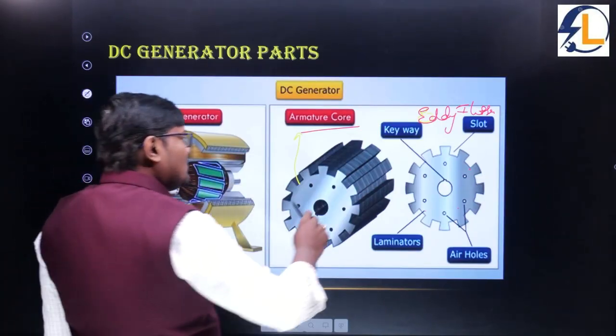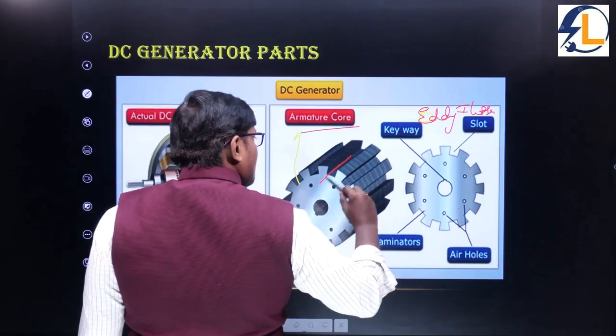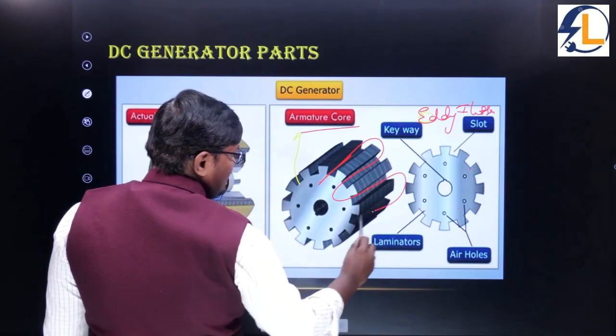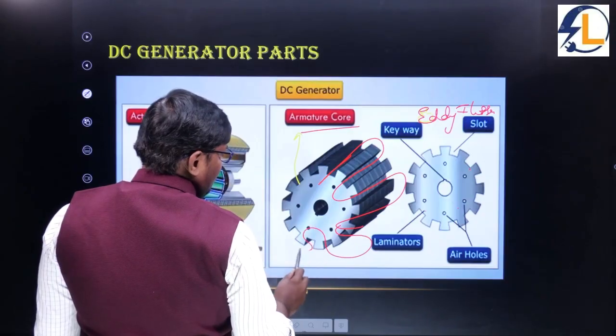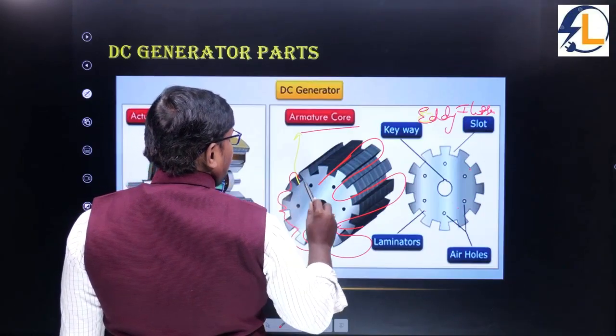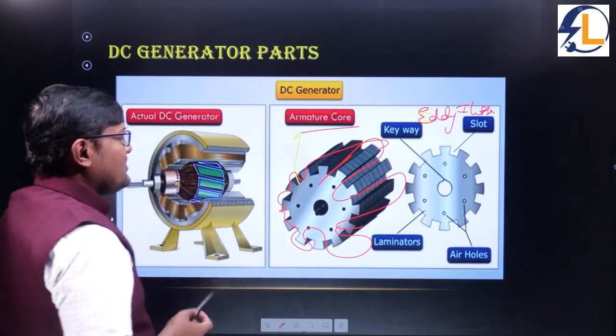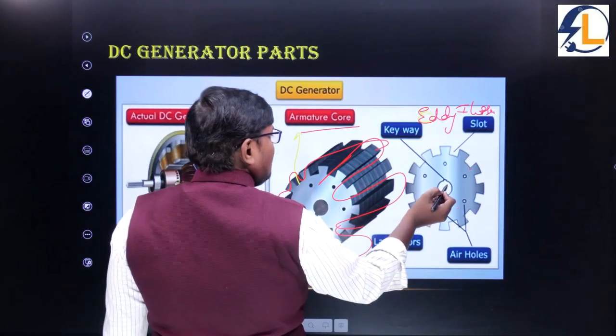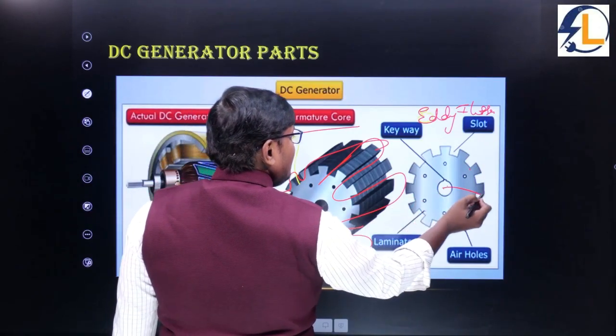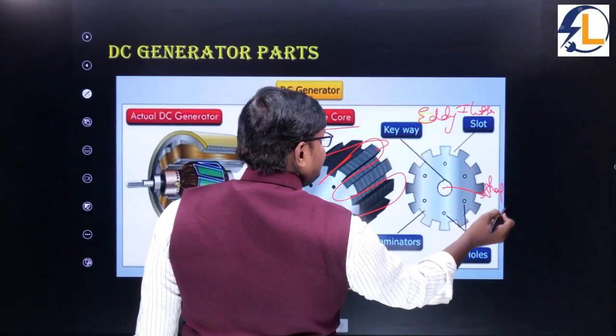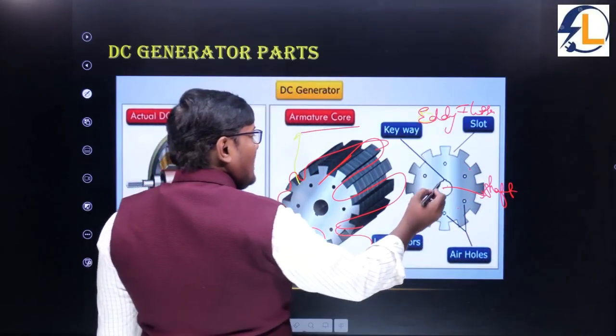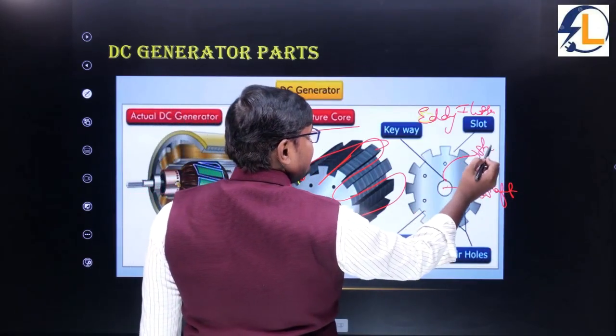Okay, now you understood how the slots are there. You can wound a bunch of the winding like this. You can place the windings in a different manner, so the winding will be distributed. And this is called the shaft. A shaft is inserted here, and this is called the shaft key.